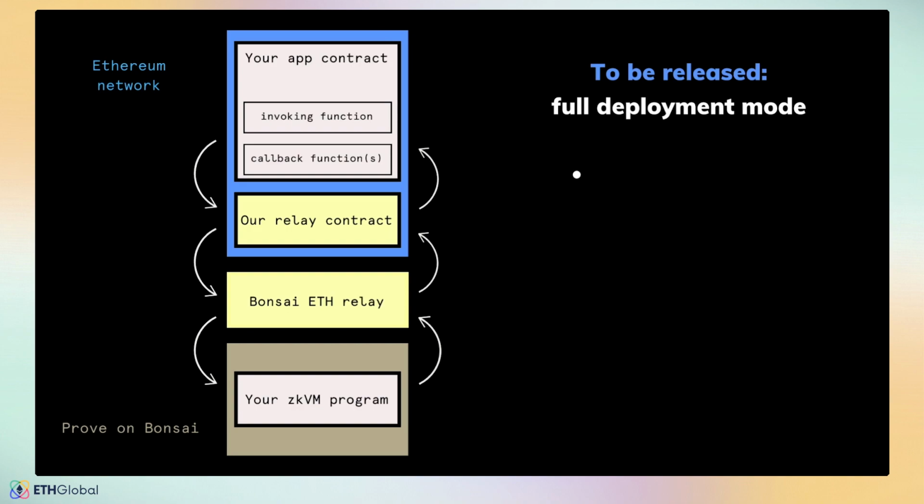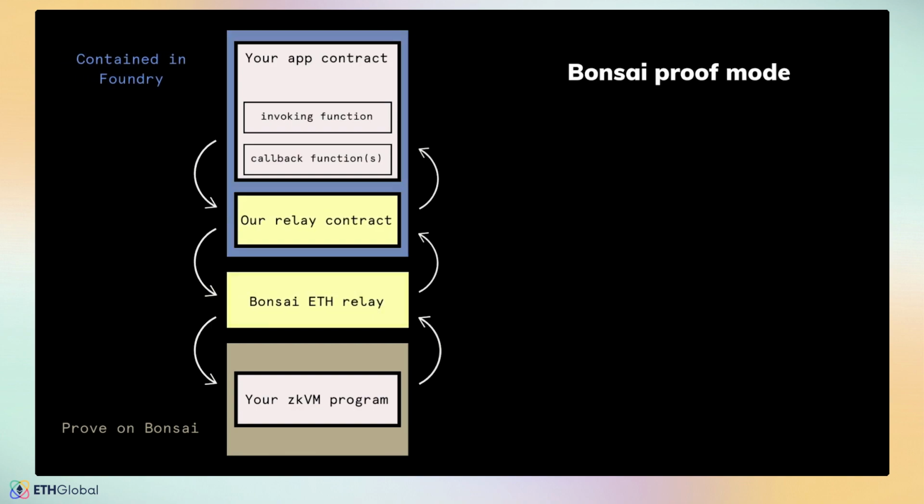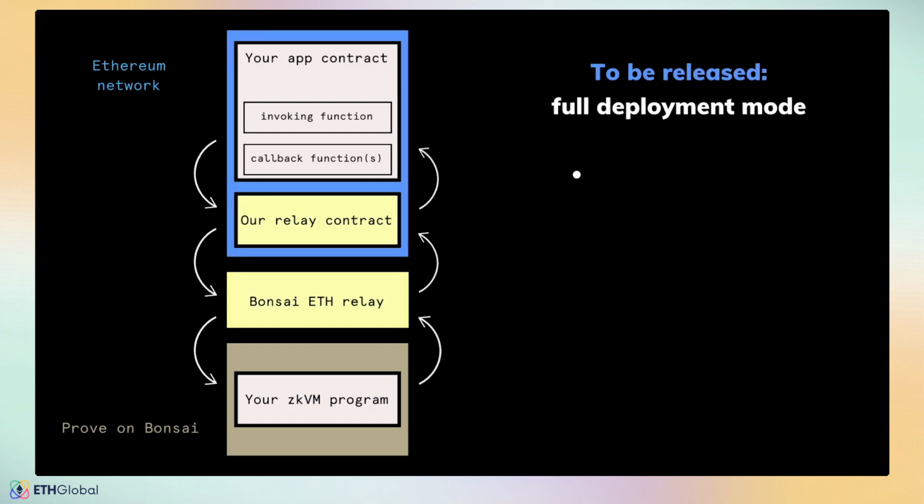Now, this is just a preview, but you'll see it's pretty similar between what's contained in Foundry and what we're actually going to deploy on the Ethereum network. You'll deploy your app contract, we'll have a deployed relay contract, and everything else will proceed the same as it did when you're using a local setup that reached out to Bonsai.